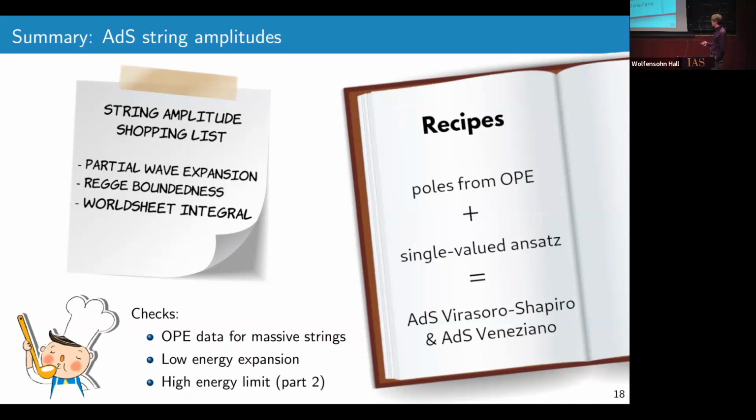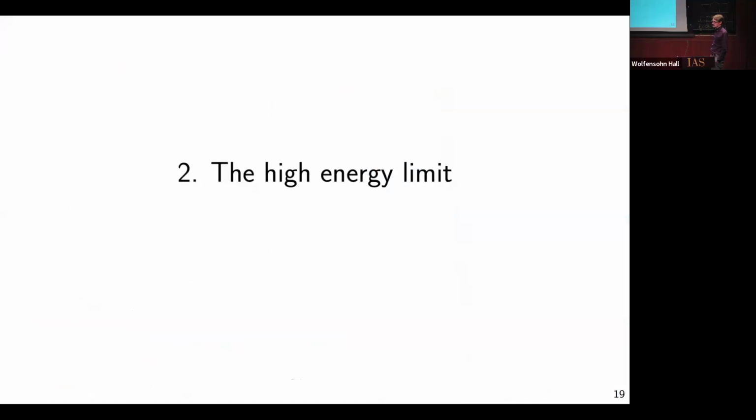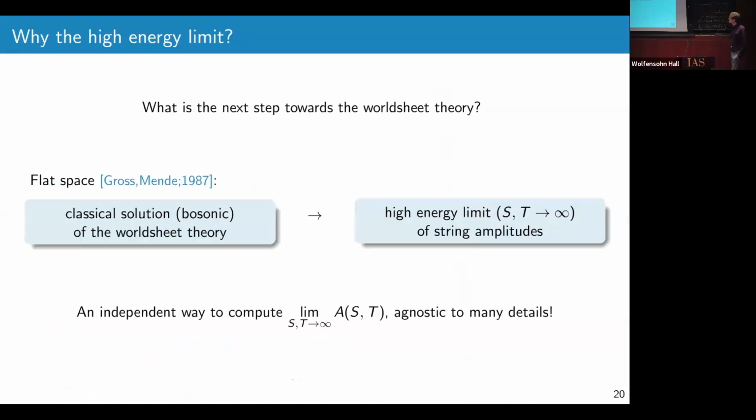So now we can come to the second part, the high energy limit. So why is it interesting to study the high energy limit? For me, it is because Gross and Mendelson showed in flat space that the fixed angle high energy limit of string amplitudes is universally fixed by a classical solution of the worldsheet theory. So this gives us an independent way to compute the amplitude, and we make contact with the worldsheet. We will see that this is agnostic to many details.